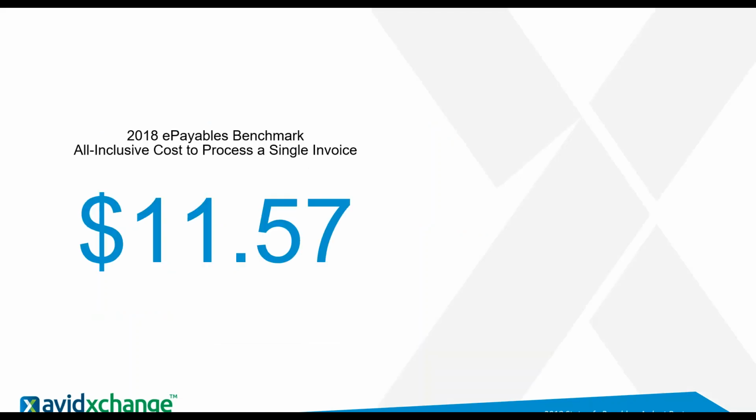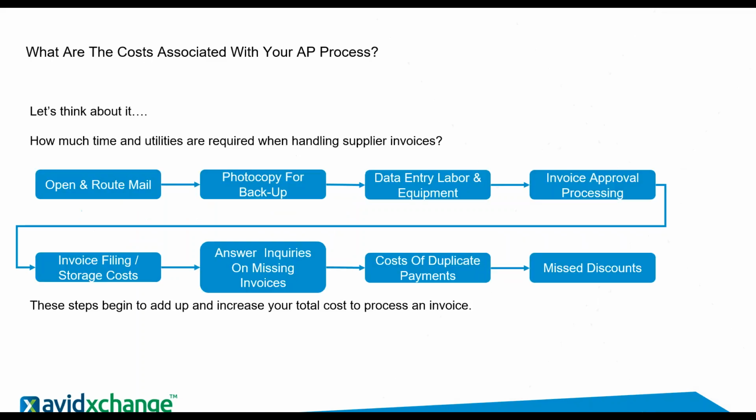So did you know, according to our partners, that the average cost of a single invoice is $11.57? Let's talk about how we came up with that number and what is associated with the AP process to come up with the invoice cost. If you look at the time spent opening mail, routing it, potentially making copies, as I mentioned earlier, organizations will make multiple copies, store them either on-site or off-site, and there's costs associated with that. Answering inquiries about any missing information, duplicate payments, and ultimately, an organization can miss discounts that might be received on that invoice. And that's how we came up with that total cost.